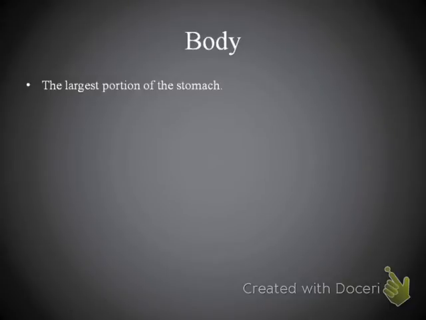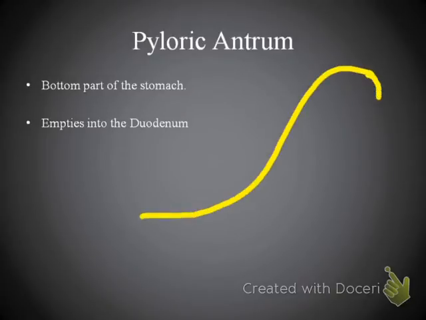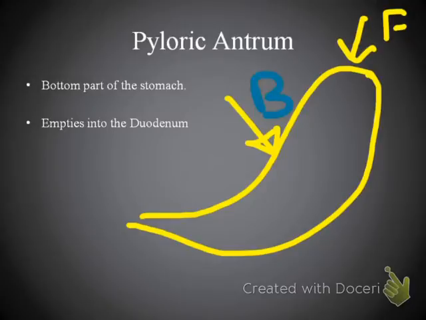We also see that the stomach has a body, and it's the largest portion of the stomach. The fundus is above the body of the stomach, and the pyloric antrum is the bottom part of the stomach, which empties into the duodenum. So if we were to draw another crude image here of a stomach, we see that this is the fundus. So we'll put an F here. This is the body, and this little area here is the pyloric antrum. So hopefully that will make a little more sense to you as we look at some images throughout CT.